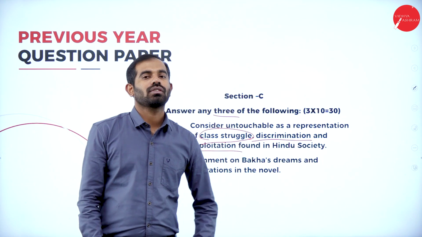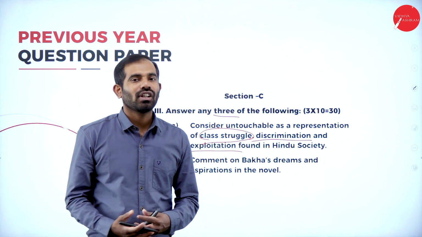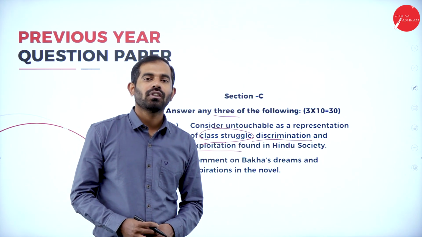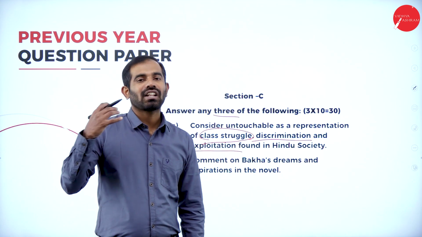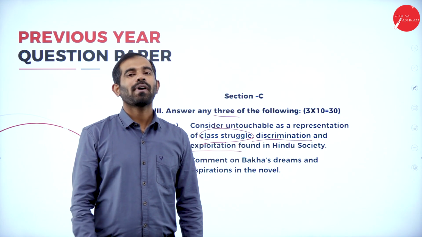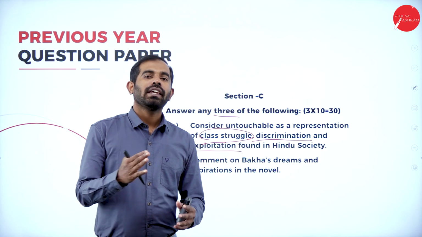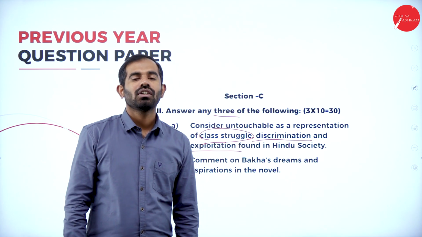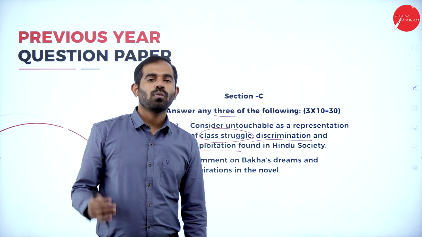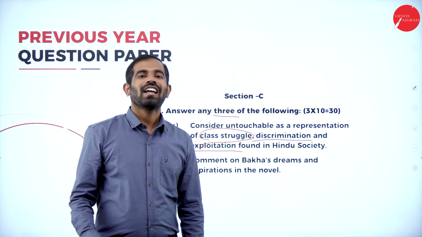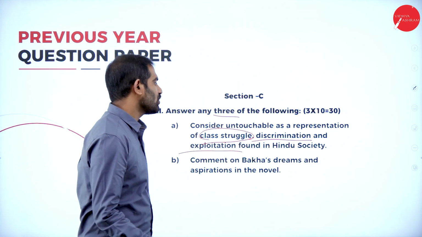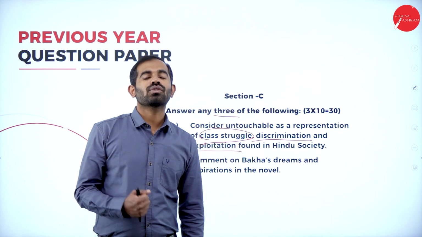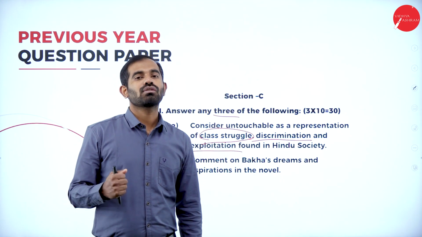Comment on B.A.'s dreams and aspirations in the novel. B.A. is always passionate about Tommy's way of life. He has a high aspiration of leading a better life. He wants to dress up like the Englishmen. He wants to talk like them. And most importantly, his dream is that he wants to get rid of his untouchable social evil.